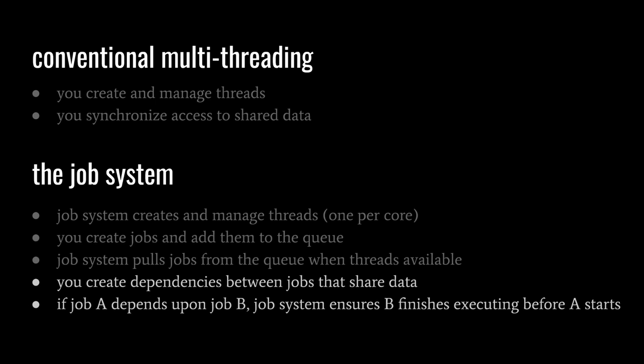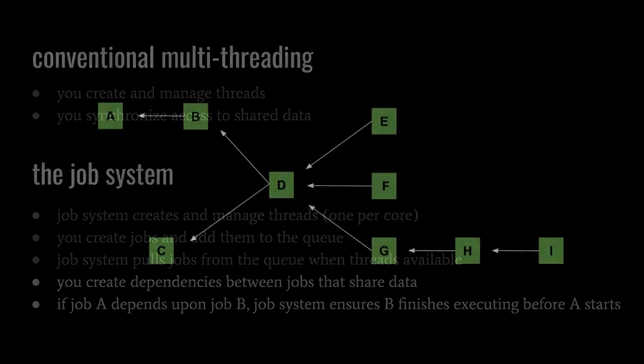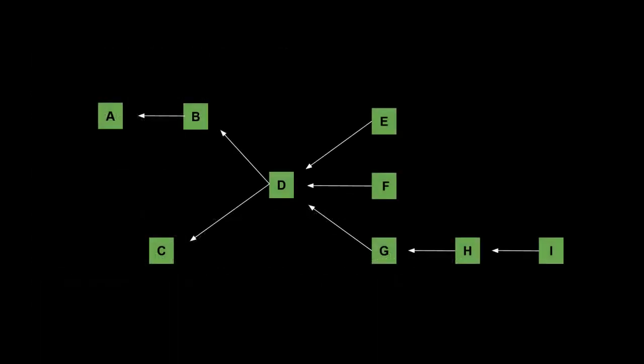So the idea is that by splitting our workload into separate jobs and creating dependencies between them only where they're needed, we can maximize the use of the cores. In this diagram, each box represents a job, and each arrow points in the direction of dependency. Job D, for example, must wait for B and C to finish before it starts executing, and B first must wait for A. Be clear, though, that because A and C have no dependencies, they need not wait for any other job. On the right side of D, jobs E, F, and G all must wait for D to finish, and in turn, H must wait for G, and I must wait for H.